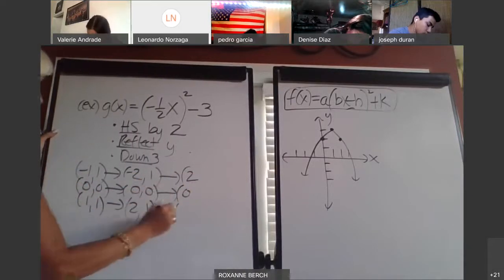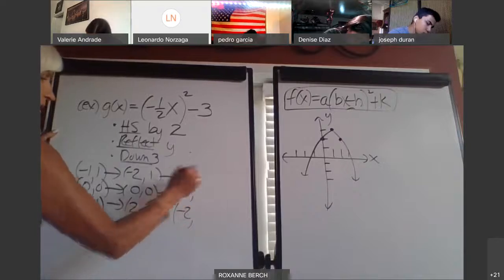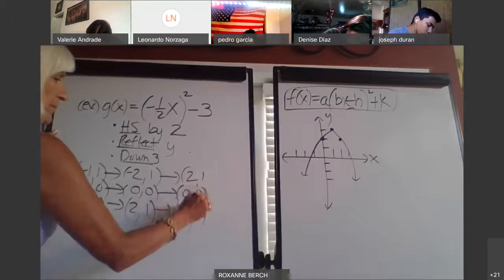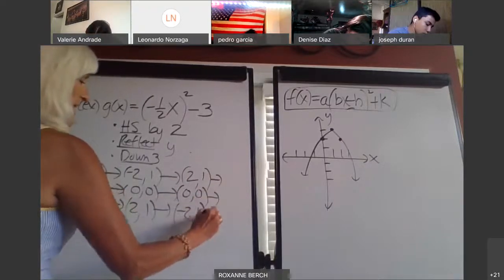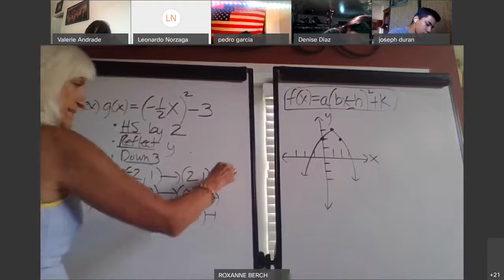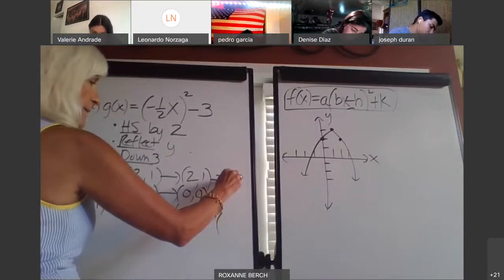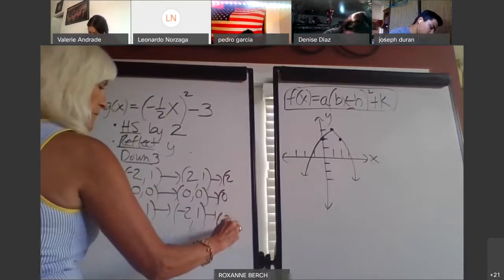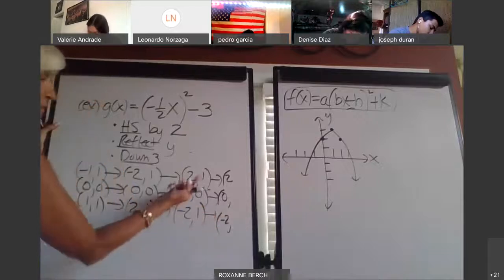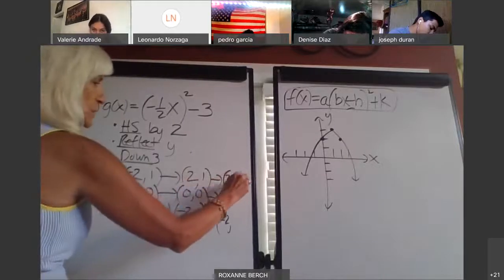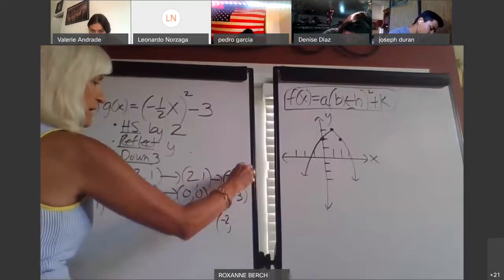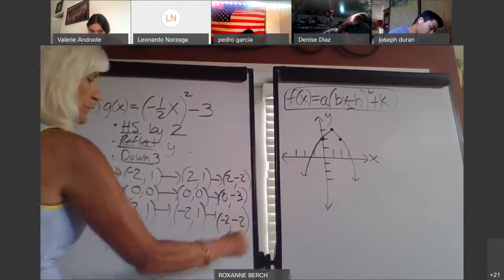Negate the x makes it negative. 1, 0, 1. And last but not least, down 3 means subtract 3 from the y. So negative 3 would be negative 2, negative 3 would be negative 3, and negative 3 would be negative 2.